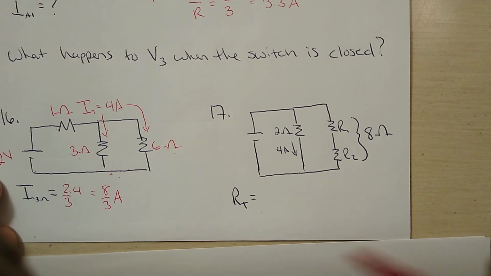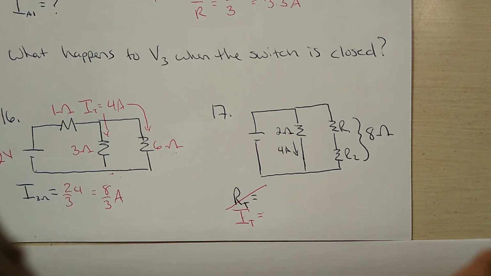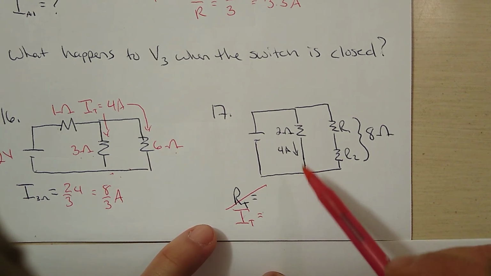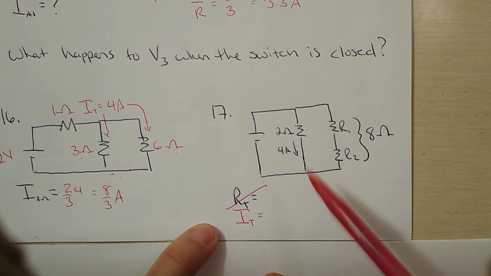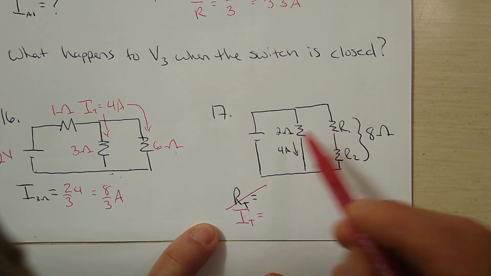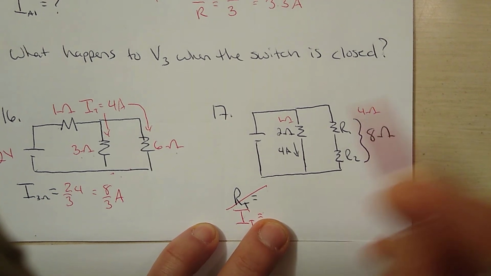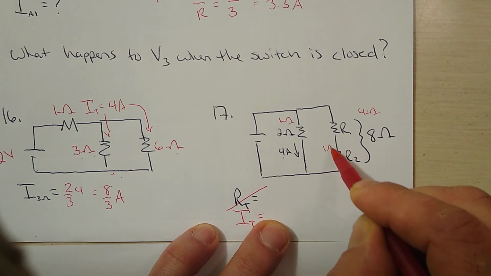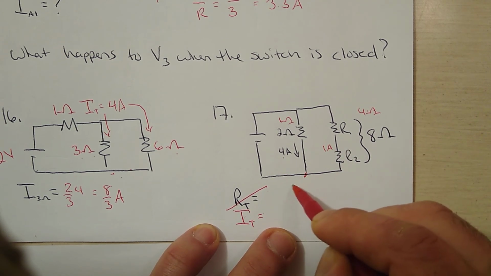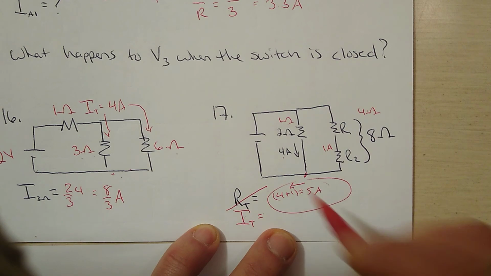Lastly, for number 17, I want to know what the total current is. All right, so here we have a 4-to-1 ratio, and this has 4 amps, right? So if this is a 1 ohm to 4 ohm ratio, then the current is going to be opposite that, 4 amps to 1 amp. And so when they meet up here, it should be 4 plus 1, which equals 5 amps. That's my answer.